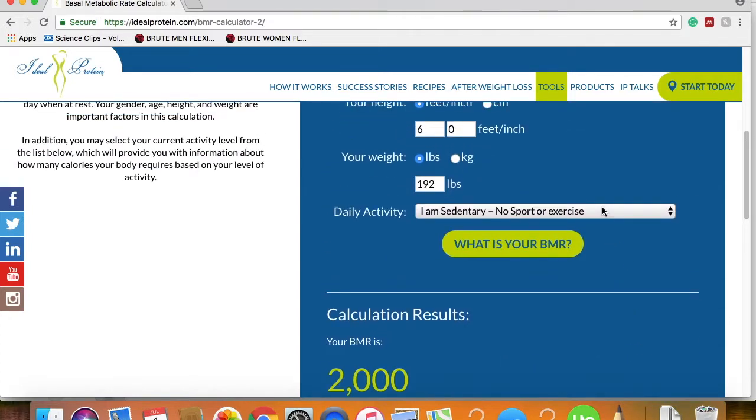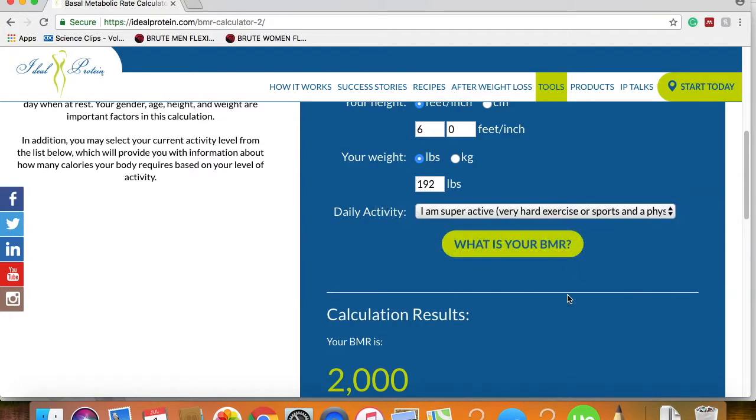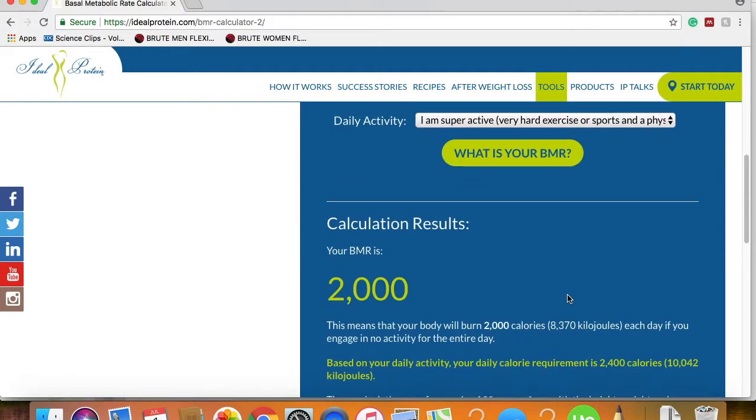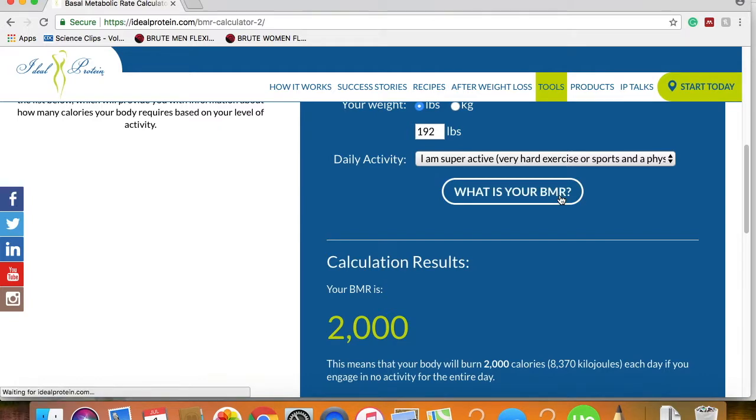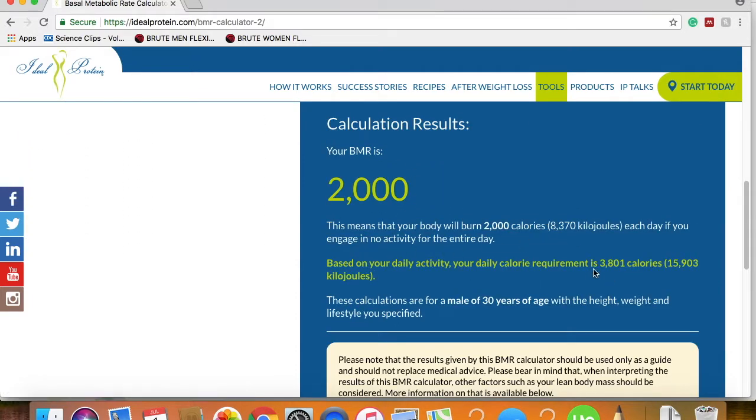Now, what I'm going to show you, and why I'm going to show you the fast, easy way, is say we change it to super active. So we go from one end of the spectrum to the other and we calculate the BMR. Once it loads, sorry, internet's being a little bit slow right now. Once it loads, the BMR is the same. The calories changed, but the BMR is the same.